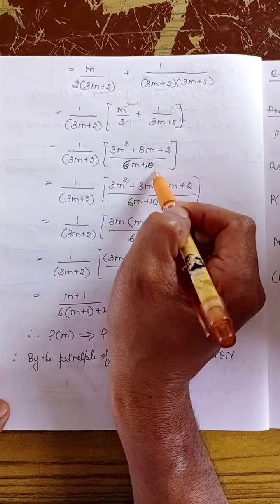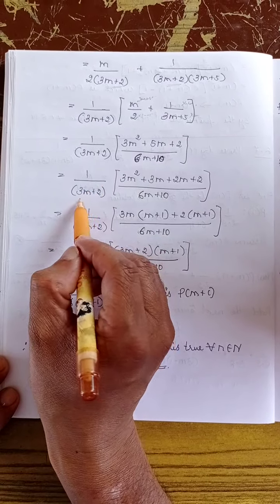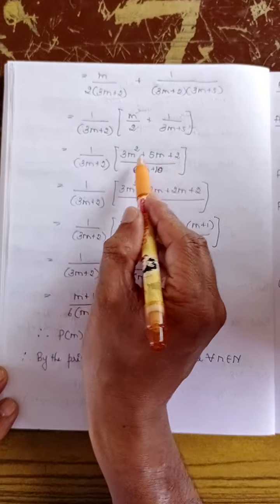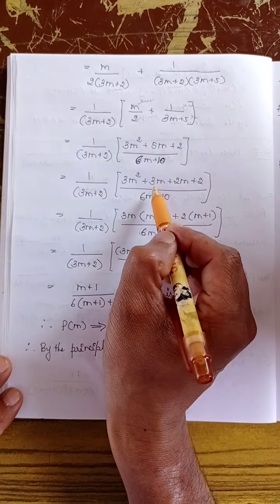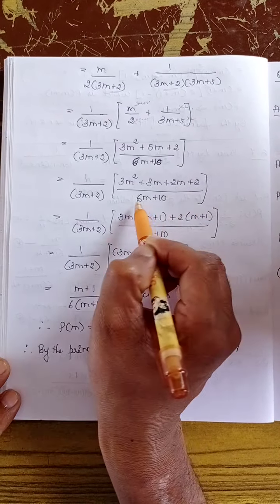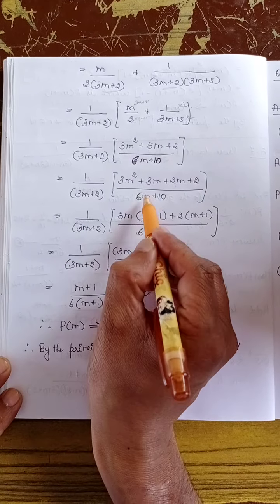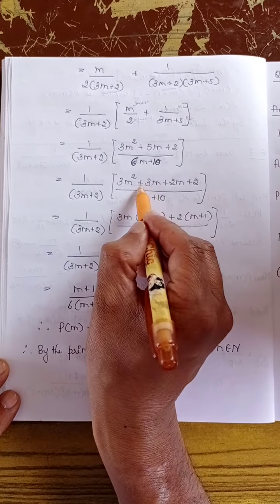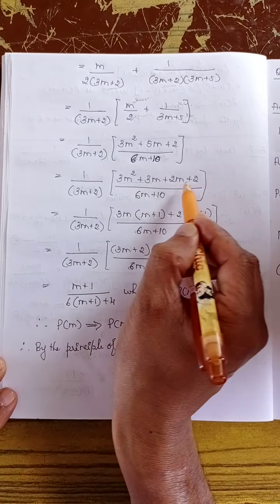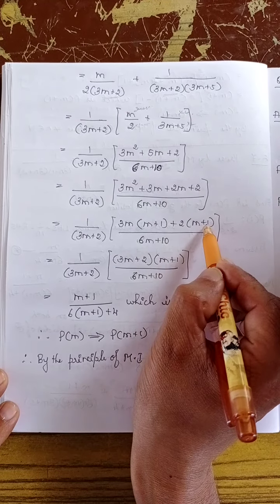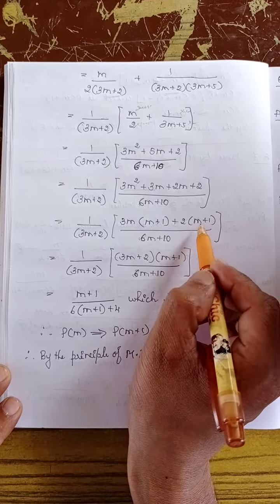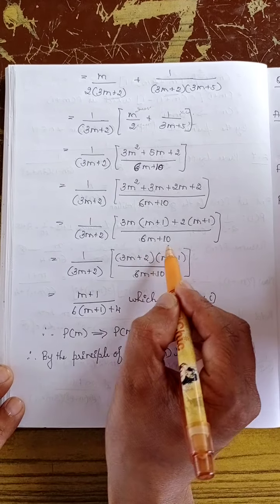2 into 3m plus 5 is 6m plus 10, that is equal to 1 by 3m plus 2 into 3m square plus, split the middle term, 3m plus 2m plus 2, divided by 6m plus 10, which is equal to 1 by 3m plus 2 into, 3m here 3 common and m common, remaining m plus 1, and here 2 common, again m plus 1, so m plus 1 is the factor here, divided by 6m plus 10.